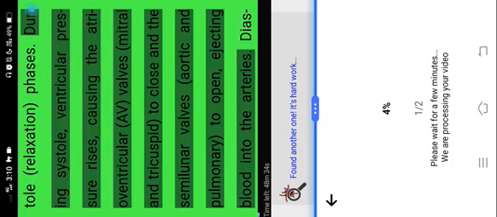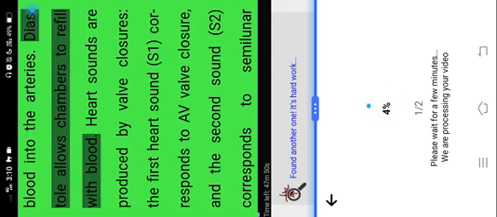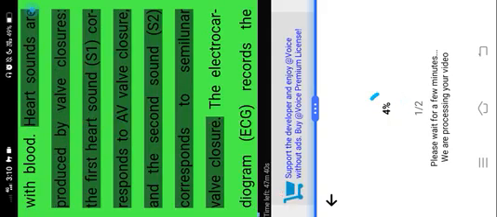During systole, ventricular pressure rises, causing the atrioventricular AV valves, mitral and tricuspid, to close and the semilunar valves, aortic and pulmonary, to open, ejecting blood into the arteries. Diastole allows chambers to refill with blood. Heart sounds are produced by valve closures. The first heart sound S1 corresponds to AV valve closure, and the second sound S2 corresponds to semilunar valve closure.